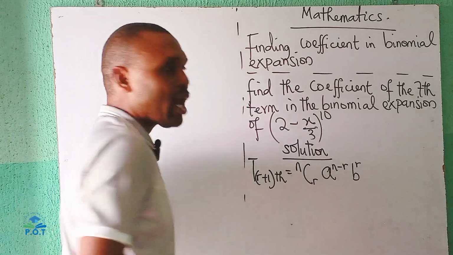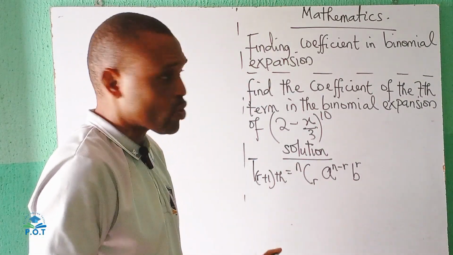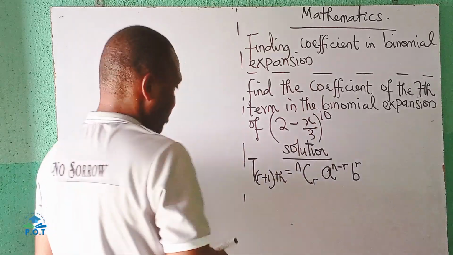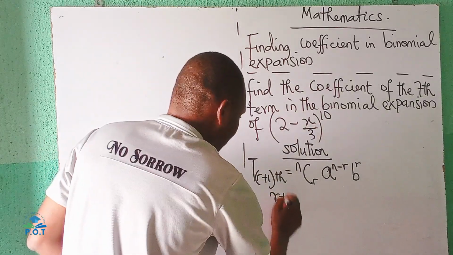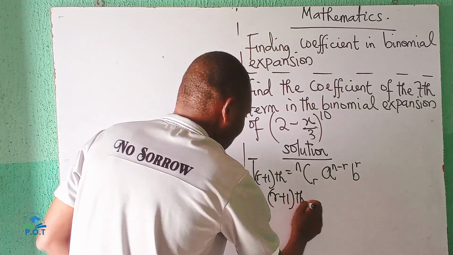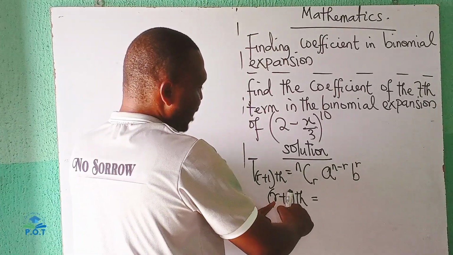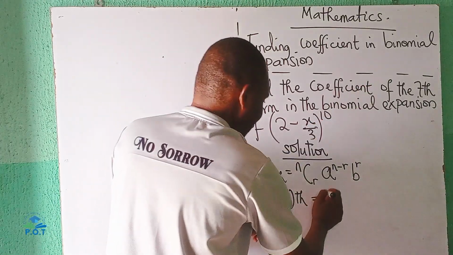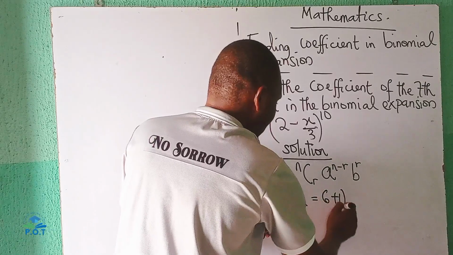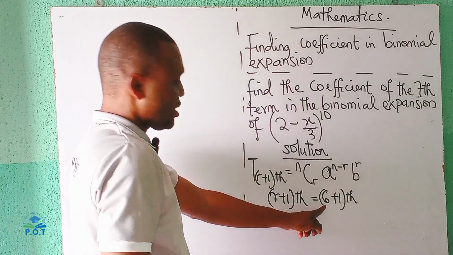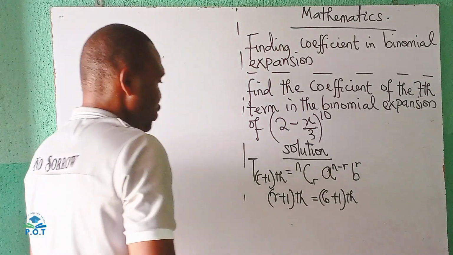Now, what is our r? Our r is not given. So how do we find our r? Please take note of this. They said 7th term, all right? So I can write r plus 1 th. Now, what will I add to 1 to get 7? That is 6. I'm going to be having 6 plus 1 th. So obviously, my r here is 6. So this is what we shall be using now.